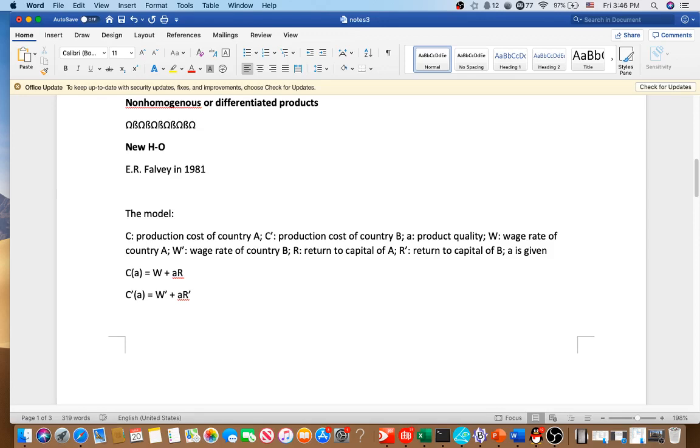So in 1981, Falvey and Kierzkowski in 1987 proposed a similar new Heckscher-Ohlin model. They all inherit the Heckscher-Ohlin model's assumption that two countries differ in production factor endowments, the relative abundance of returns to production factors.